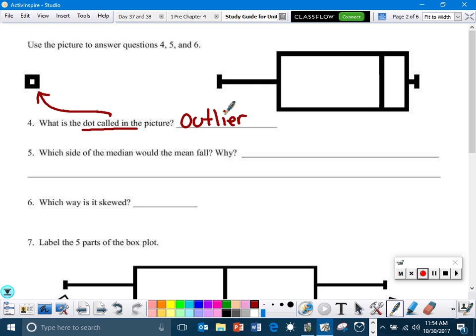Remember, an outlier is a number that does not fit with the rest, and when you display it in a box and whisker, it shows up as a dot. It's way different than all of the others. Now, which side of the median would the mean fall? Okay, well, the median is the line in the box. Now, on what side will the average, remember mean is the average, what side will the mean be on? Well, the outlier is pulling the mean in its direction. So that means the mean is going to be on the left side.